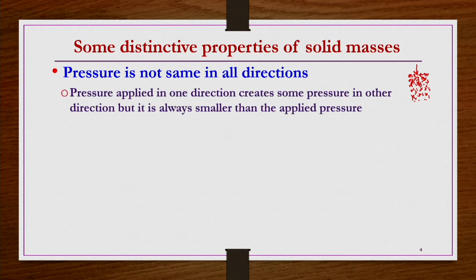That is one of the most important properties of solid masses. The pressure applied in one direction creates some pressure in other directions, but it is always smaller than the applied pressure. So, when you are applying the pressure on this particular surface, it may be creating or distributing the pressure in other directions, as shown by the arrows here. So, the pressure distribution is very different from one location to another location within this solid mass, whether it is in a container or in a channel that is flowing.